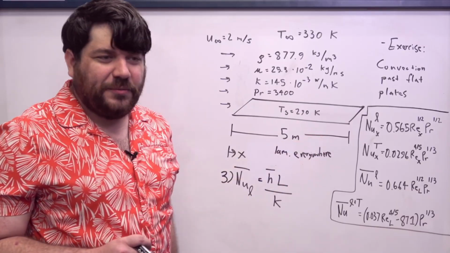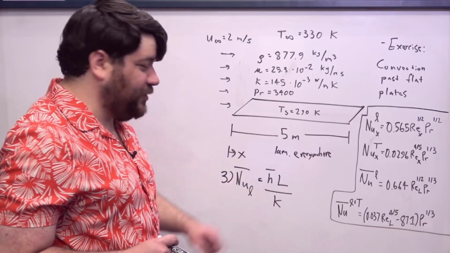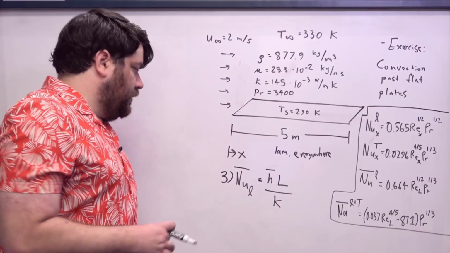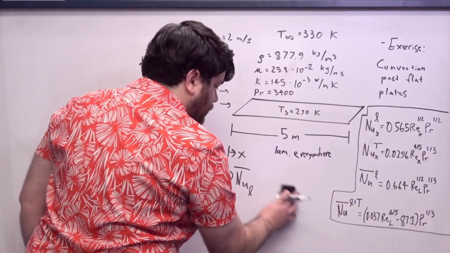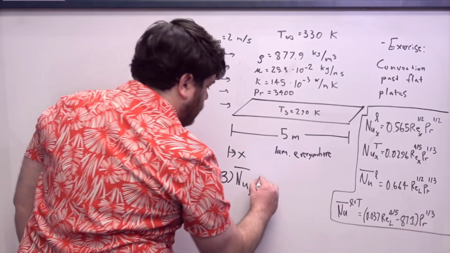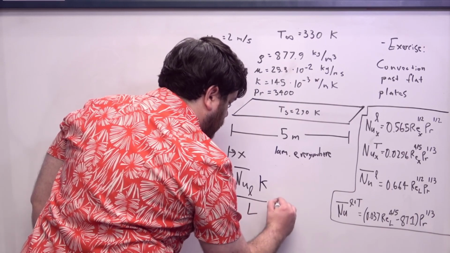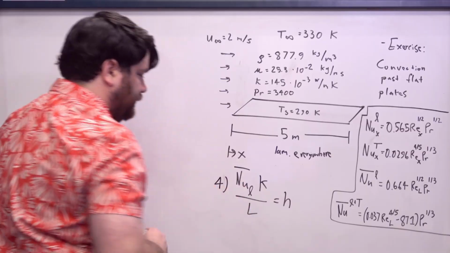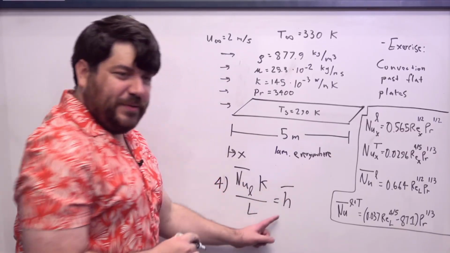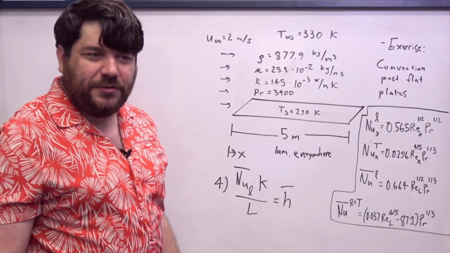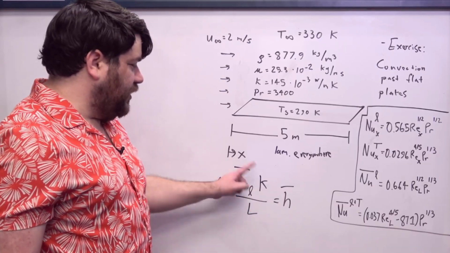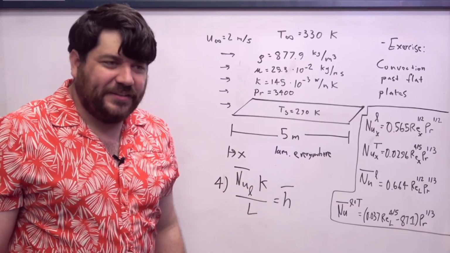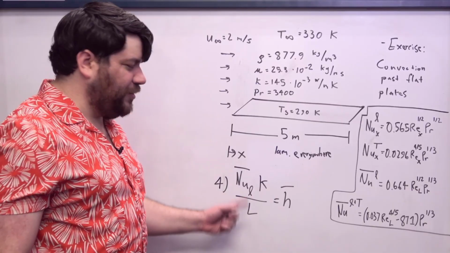This L is just the length of the plate, so the 5 meters. This H is what we're trying to look for, and then we already found this average Nusselt number, right? We just calculated it. So the next step is to find the H, and pardon me, that should be an average, is to find the average heat transfer coefficient as a function of the Nusselt number that we just found, the thermal conductivity of the oil, and the length of the plate. All right, and we know all of these things.